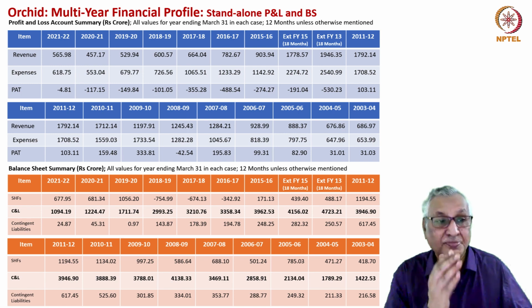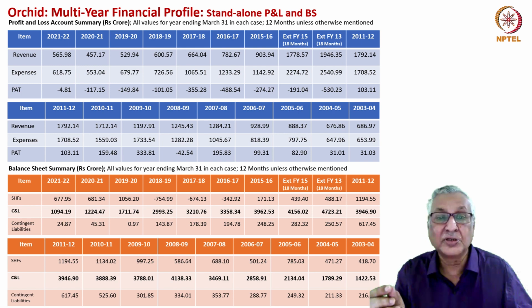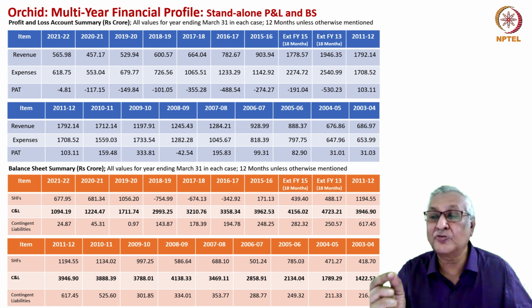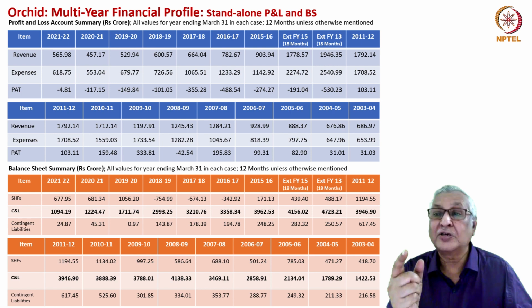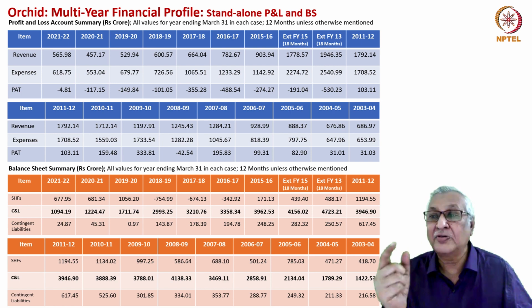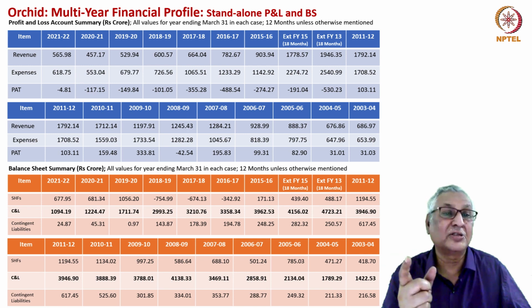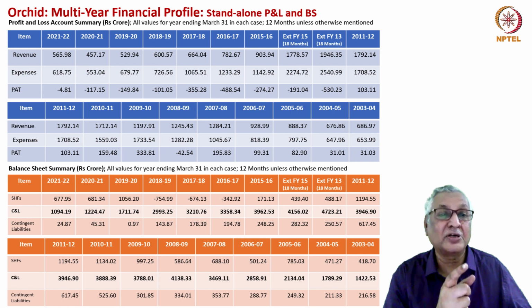You can see that the revenues continuously grew from 2003-04, which was at 686.97 rupee crore, to 1946.35 crores in the 18-month period of FY13 and 1792.14 crores in the 12-month period of 2011-12. However, from then onwards, the turnover declined sharply, the worst being in 2020-21 of 457 crores.